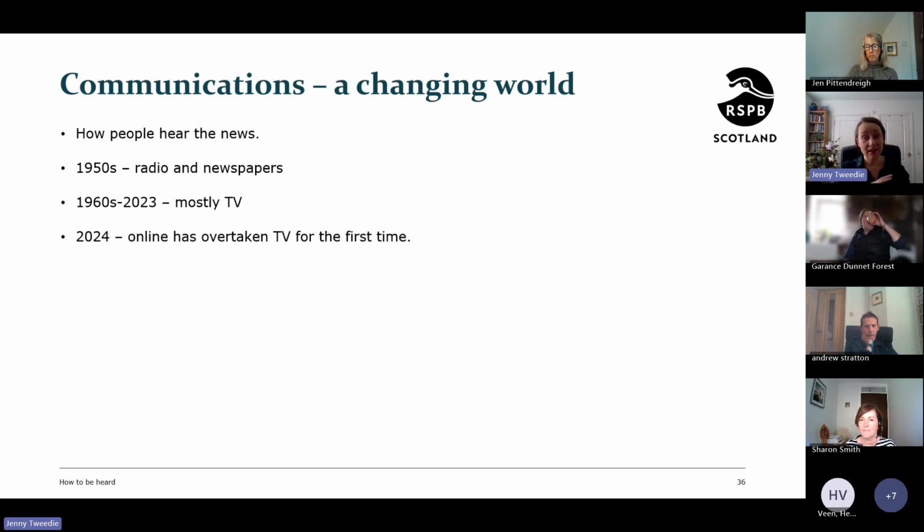And actually, TV has remained the dominant way that people have heard news all the way up to last year. Last year was the first year that online overtook TV as the way that most people found out their news. I'm actually surprised it took that long, but last year it finally did overtake it.